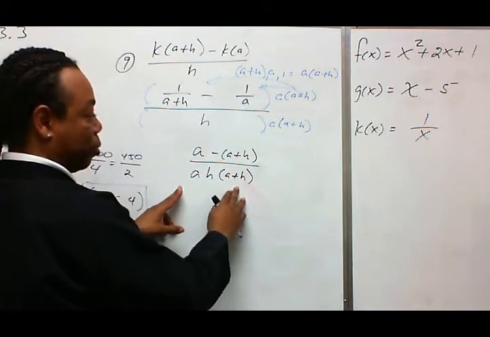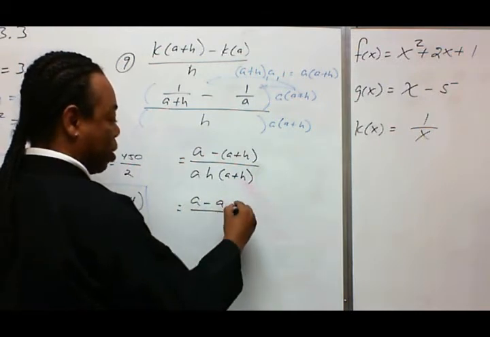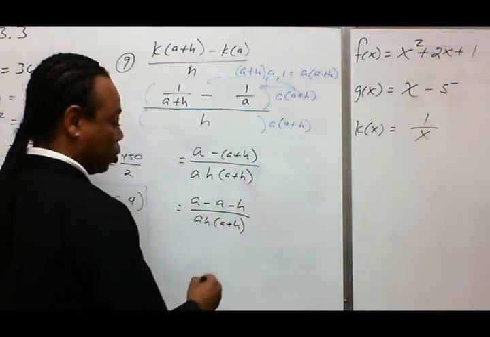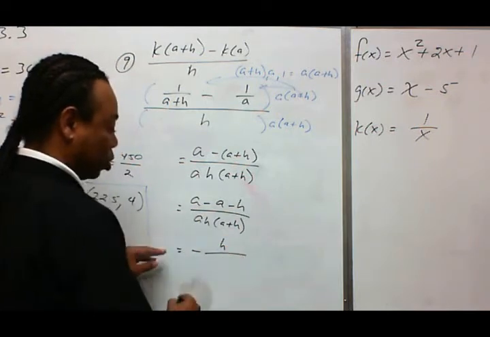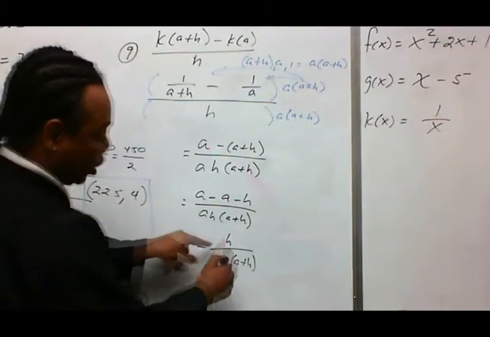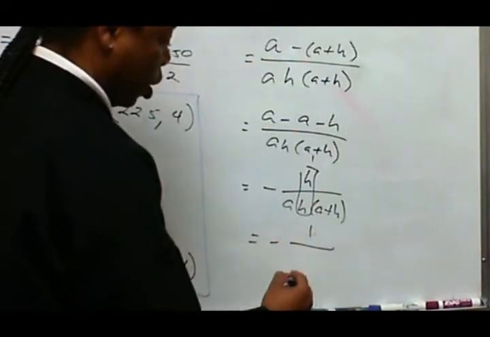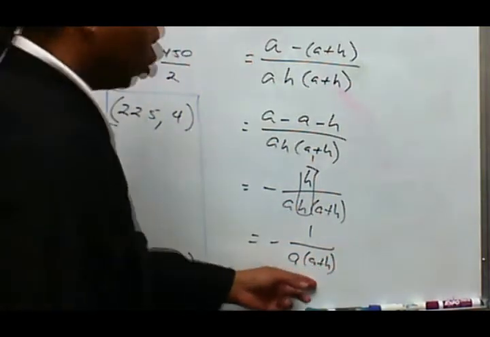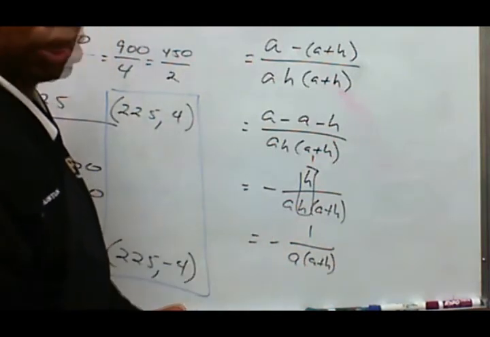Everything multiplied here. Next, I'll distribute my negative. We'll have a minus h all over a times h times a plus h. Here the a's cancel, and we're left with a negative and an h all over a h, a plus h. These h's simplify to 1, so we get negative 1 all over a times a plus h. Now you can distribute the a or leave it on the outside. It will still give us the same results. This is what we're looking for at the end.